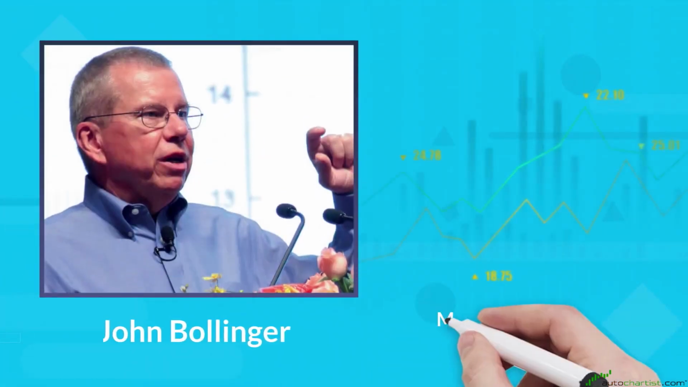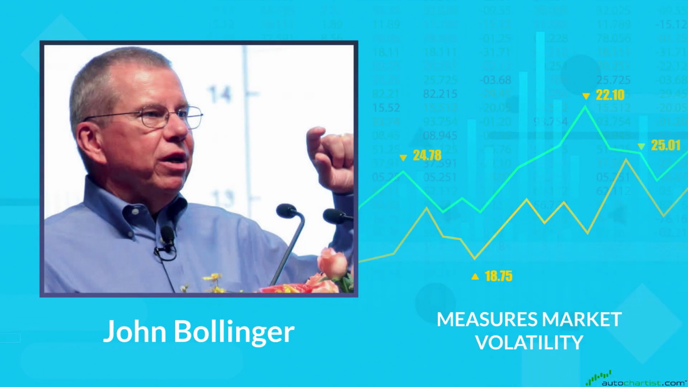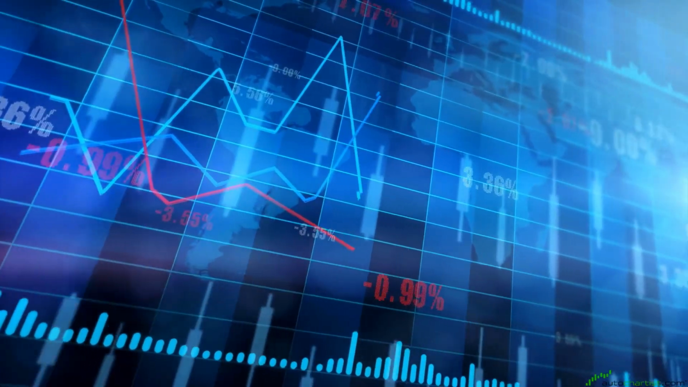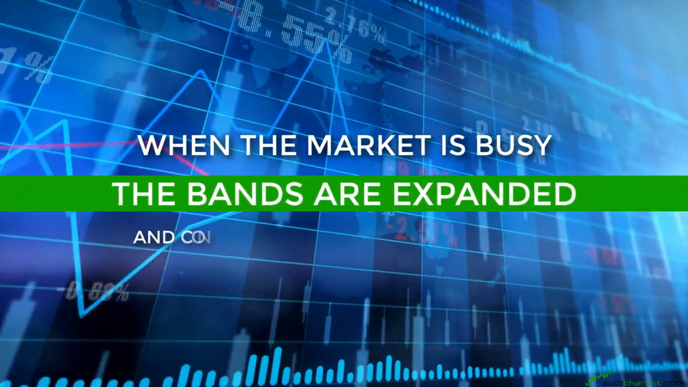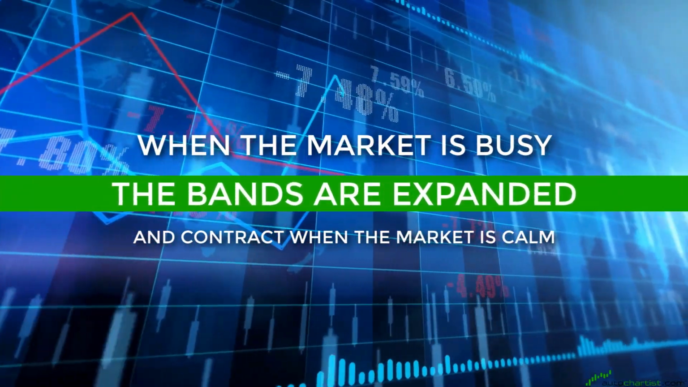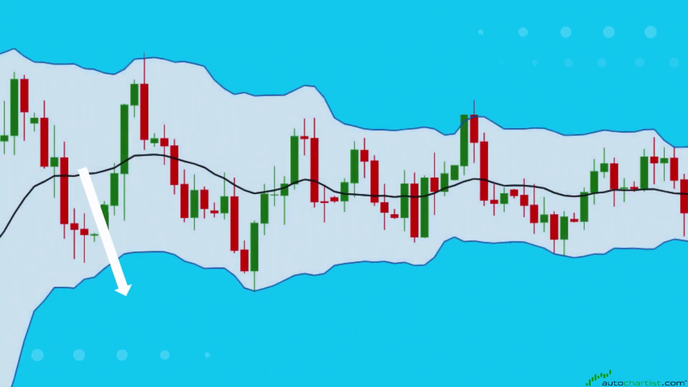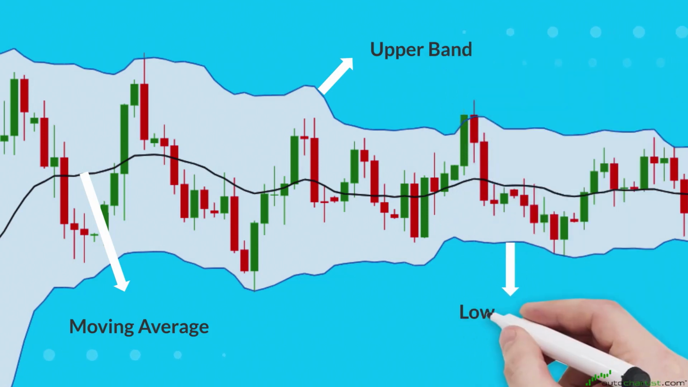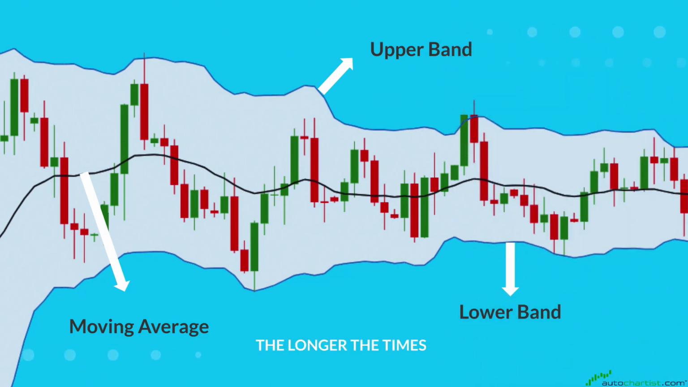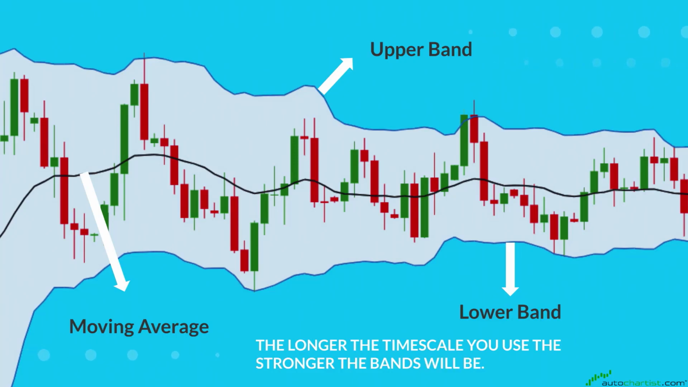Bollinger Bands. This indicator was founded by John Bollinger, and it measures market volatility. This depicts whether the market is full of activity or idle. When the market is busy, the bands are expanded and contract when the market is calm. The Bollinger bounce occurs when the price comes back to the center of the bands. This takes place because the bands operate like fluctuating support and resistance levels. The longer the time scale you use, the stronger the bands will be.